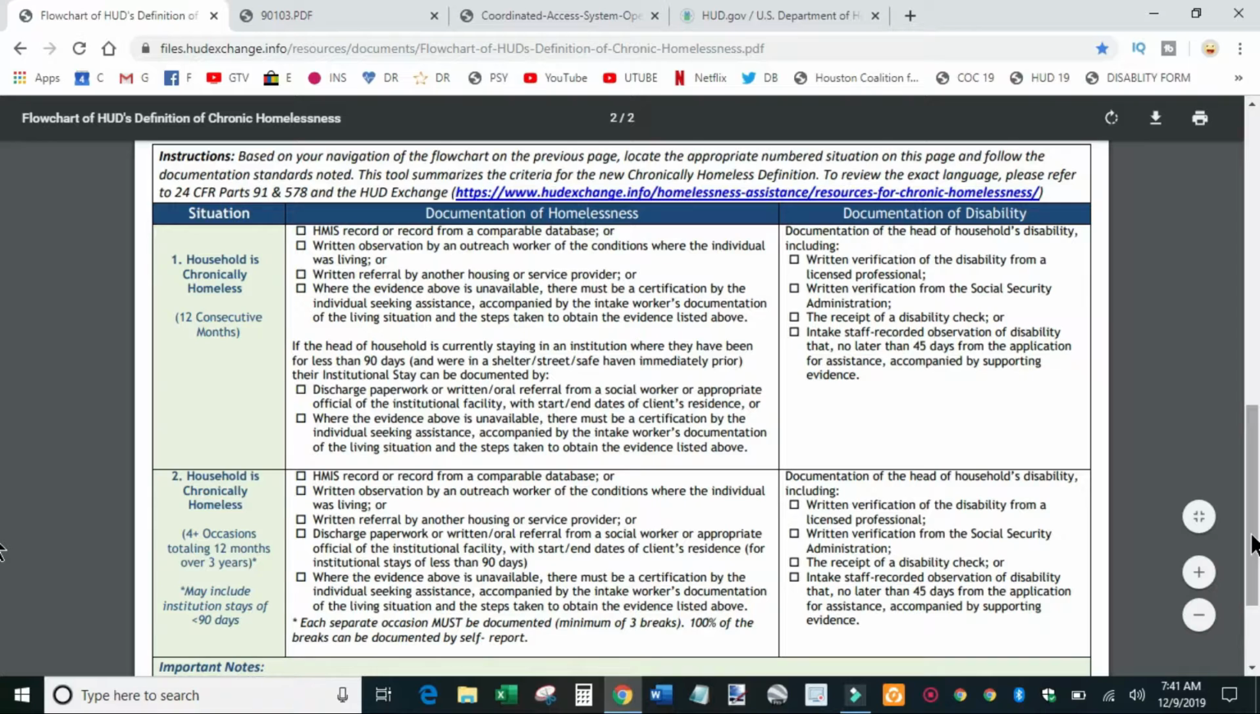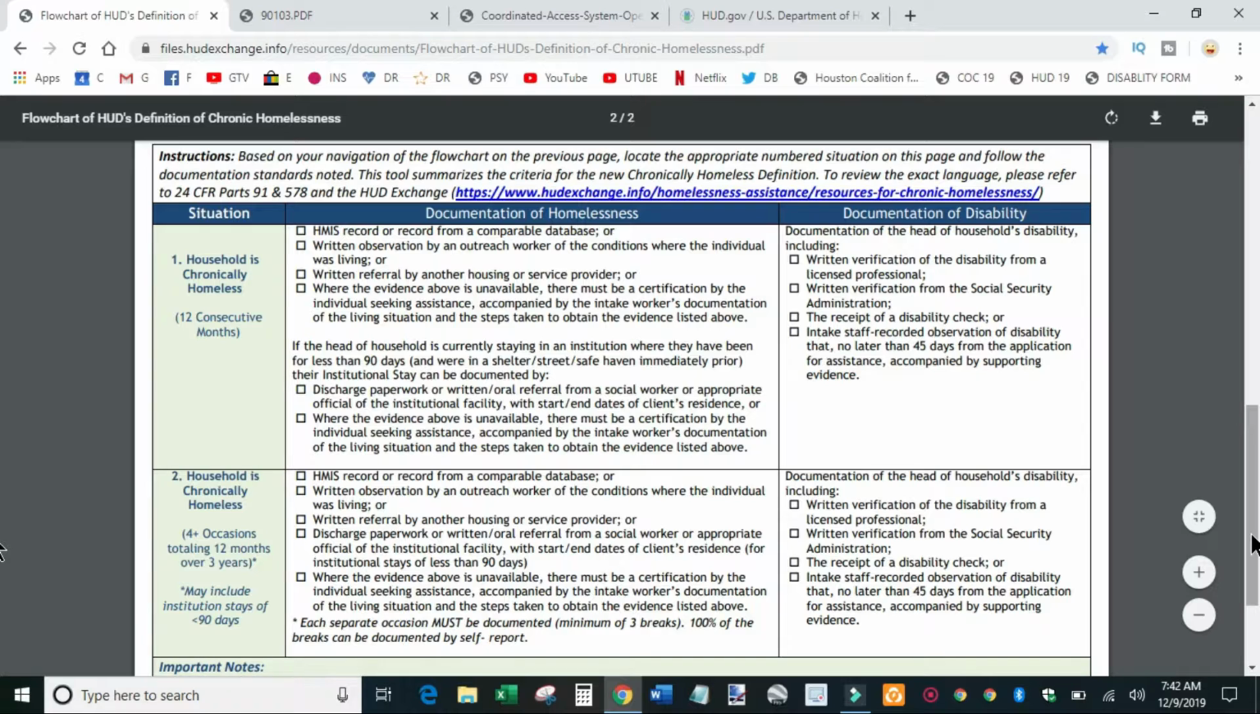So as you see, the situation on the left side says homelessness 12 consecutive months, and you see right below that in blue, housing is chronically homeless 4+ occasions totaling 12 months over 3 years, and this may also include institutional stays of less than 90 days. Okay, so you've been in the crazy farm for less than 90 days, or jail for less than 90 days. Okay, and that's really all that comes down to as far as proof.